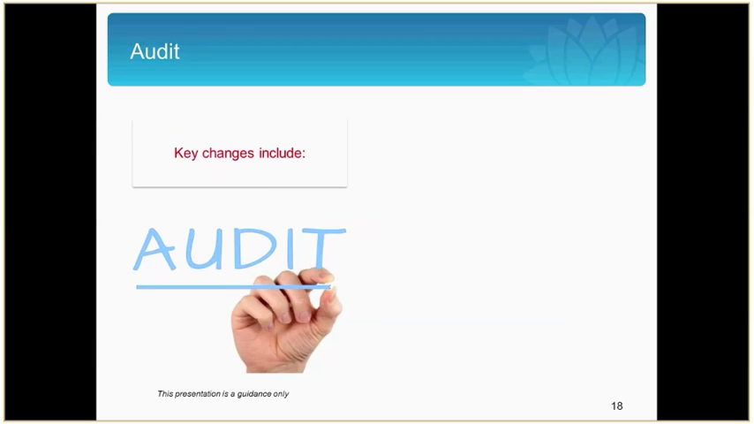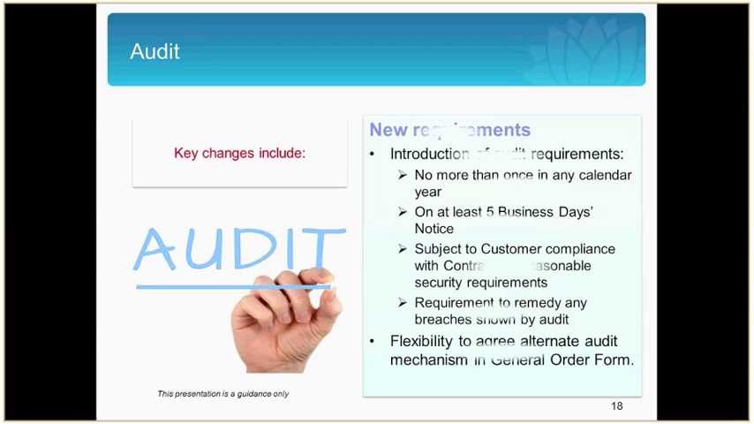In regards to audit, there are now new requirements to ensure better oversight of contract compliance. The customer may now conduct an audit to enable the customer to confirm the contractor's compliance no more than once in any calendar year. The customer needs to give the contractor at least 5 business days prior written notice. There is also a clear requirement to remedy any breach or breaches shown by the audit.